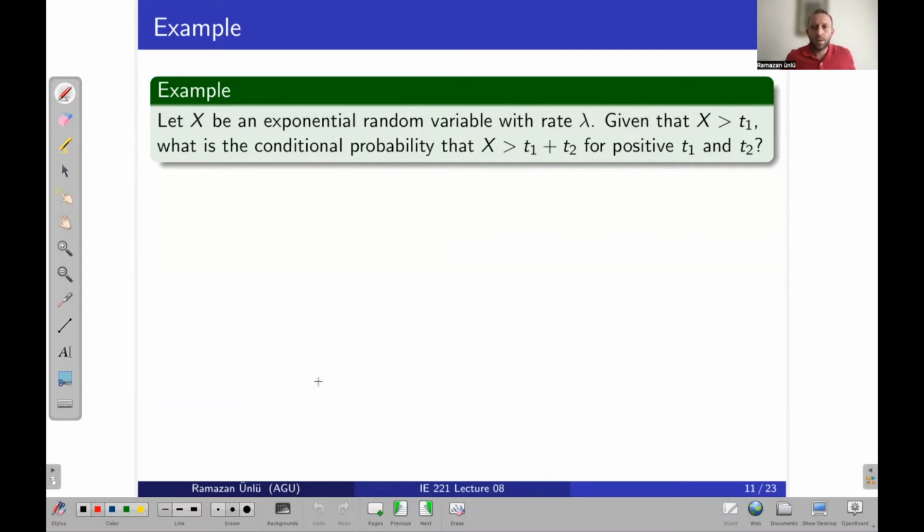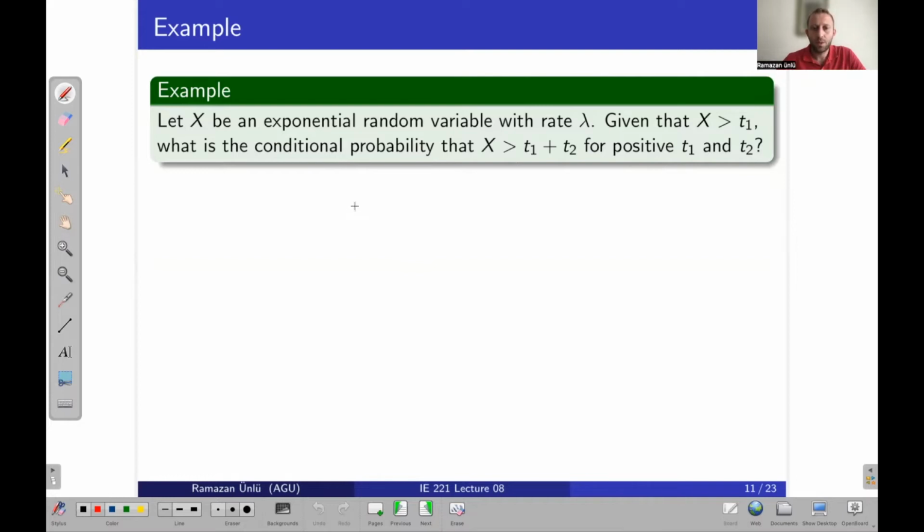Let's continue with the second example. In this example, let X be an exponential random variable with rate lambda, and given that X is greater than t1, we know that information is given to us. What is the conditional probability that X is greater than t1 plus t2, for positive t1 and t2?